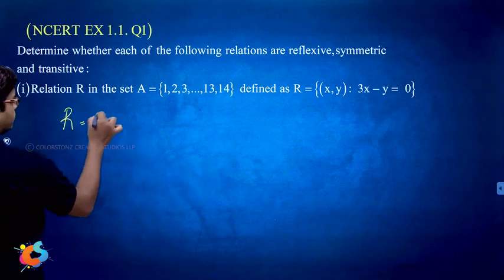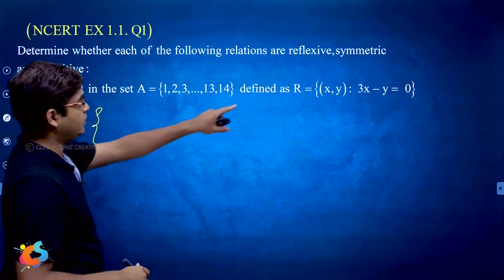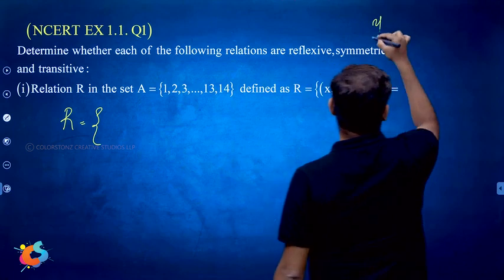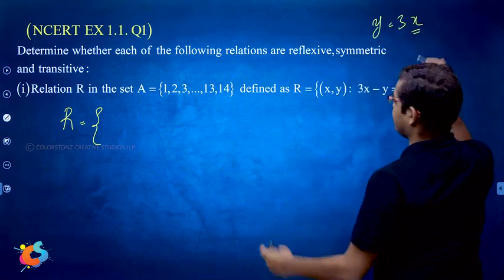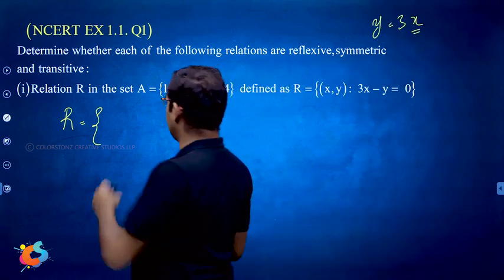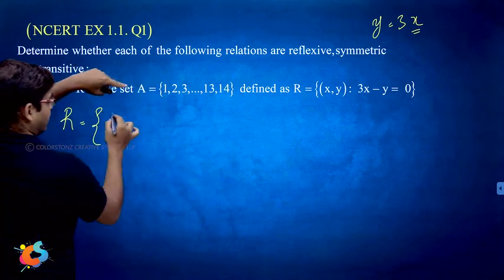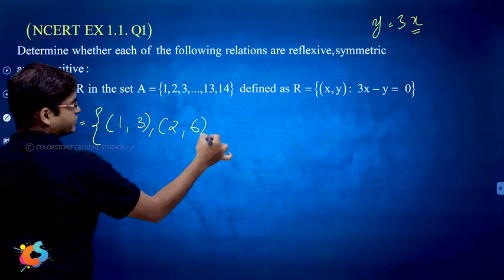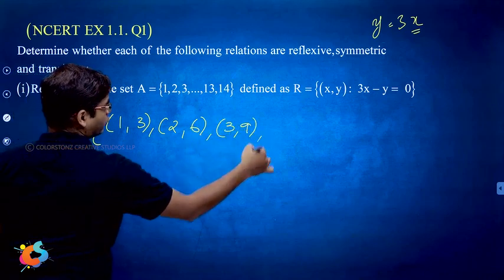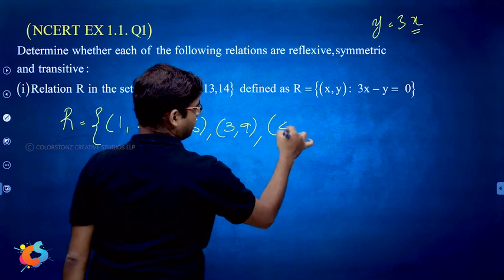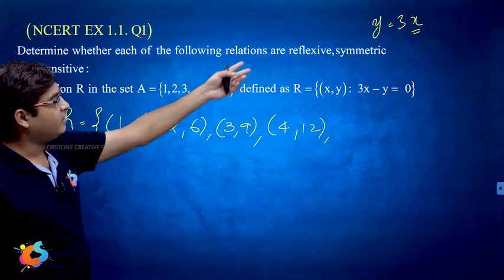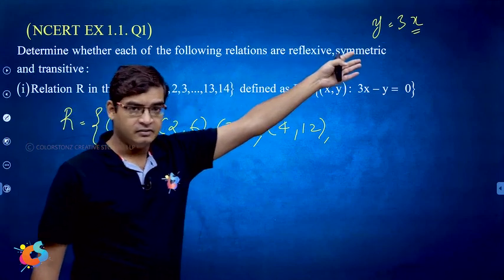So R, you can write in roster form. What is this saying? y is equal to 3x. So if y is equal to 3x, what can x take? x can take only those values which come from set A. So if x is 1, y should be equal to 3. If x is 2, y should be equal to 6. If x is 3, y should be 9. If x is 4, y should be 12. If x is 5, then y will be 15.